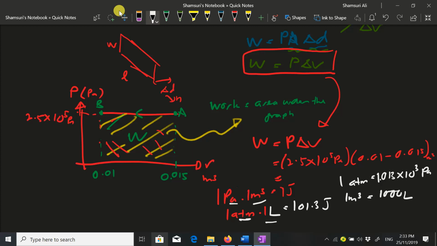So the work done now is minus, we get something like minus 1250. This minus is actually because of the compression, as we already discussed just now. The work done when it's compressed becomes negative.